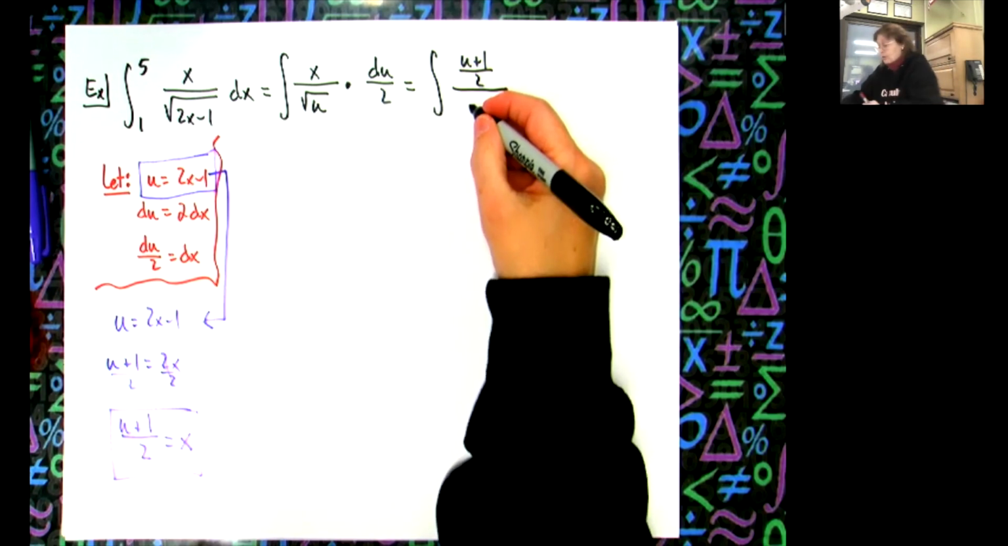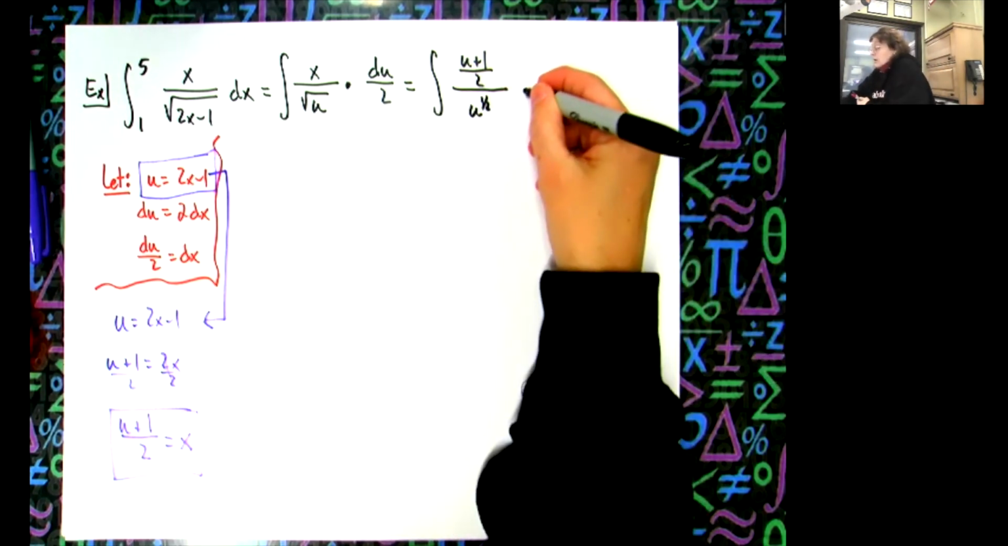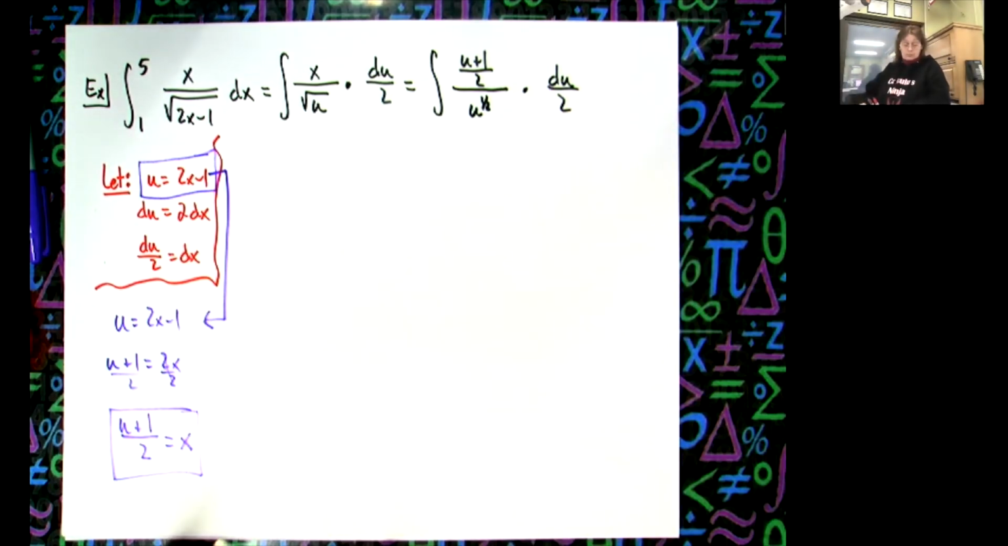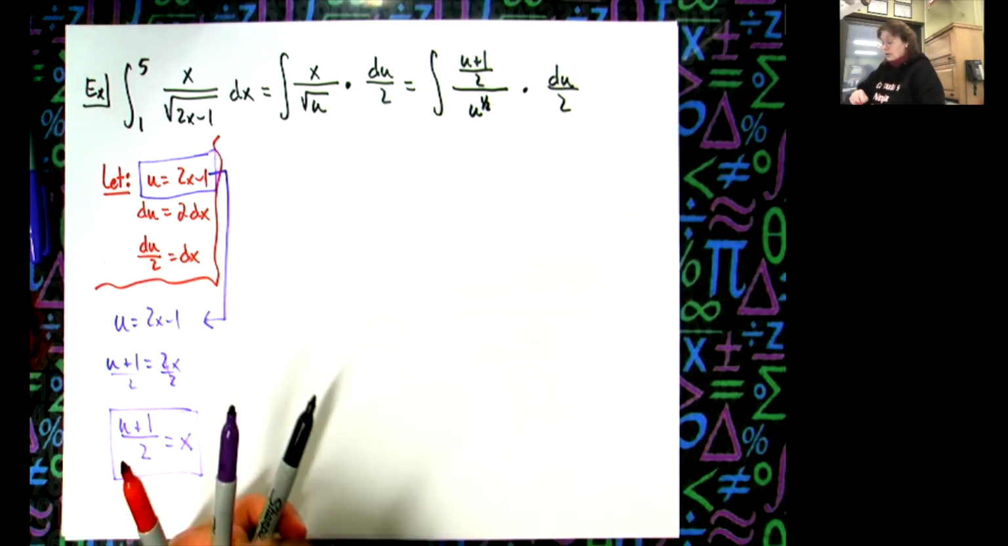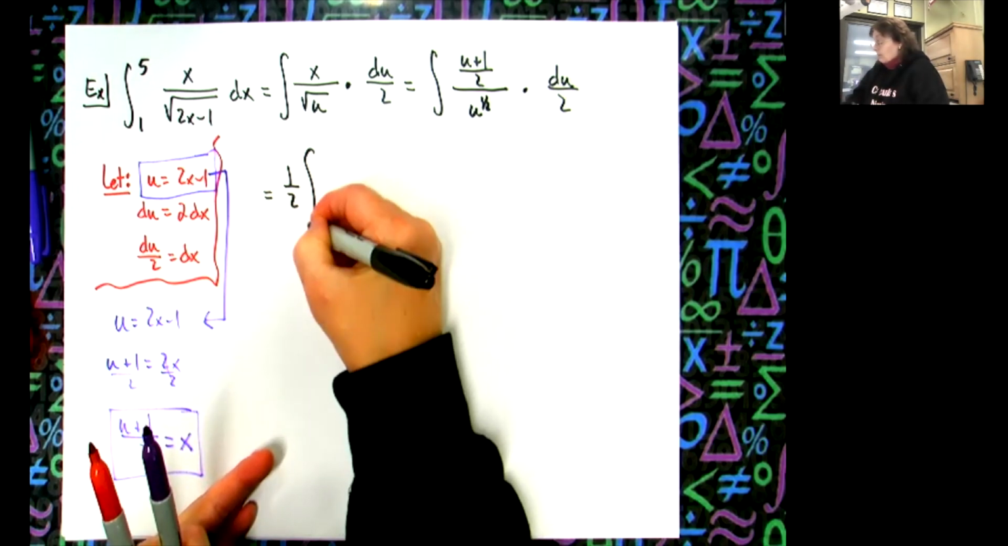u to the 1/2, because I think I'm going to have laws of exponents here, times the du over 2. Because that's just going to be a nasty little thing we need to try to simplify. Can I pull out a 1/2? So let's pull out the 1/2.